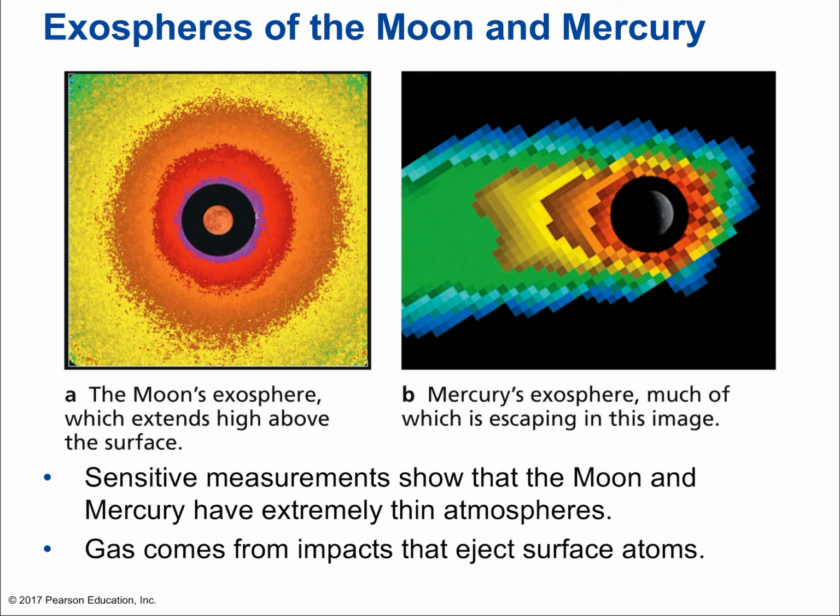And those gases that make up the atmosphere largely come from impacts that eject surface atoms. So it's not like the planets are trapping atoms in the same way that Earth and Venus and Mars trapped atoms early in the formation of those planets and trapped an atmosphere by gravitational pull. Instead, the atmospheres of the moon and Mercury were created through impacts. So they're leftover, freed up molecules.